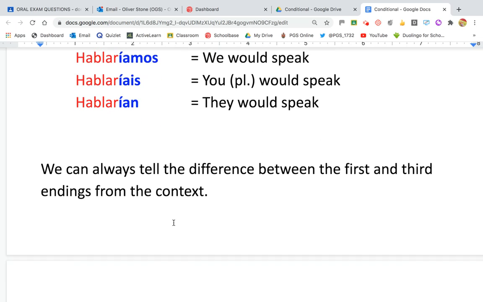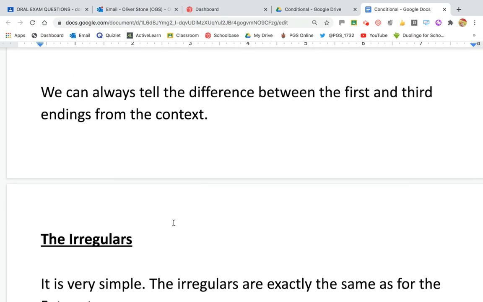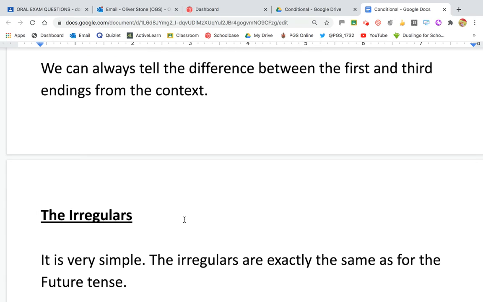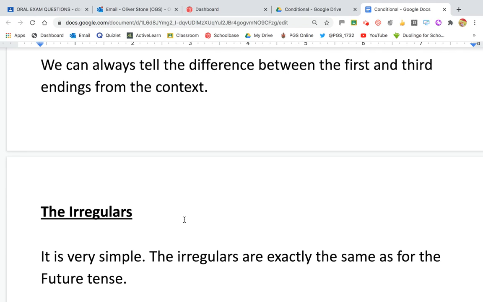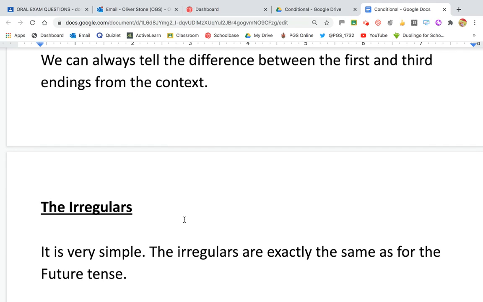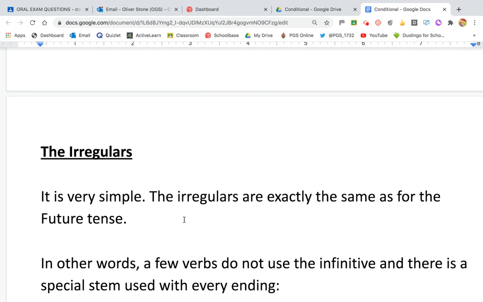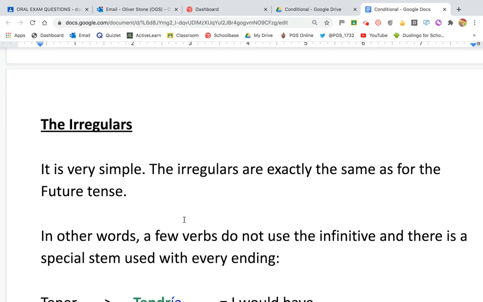Now, moving on, there are in every tense some irregulars. And these are verbs, obviously, that just don't obey the rules. And there aren't normally that many of them, and they tend to be some of the most common verbs. The good news is, for the conditional, they are exactly the same irregulars as for the future tense. Okay. However, if we haven't studied the future tense yet, just in case, we need to remind ourselves.